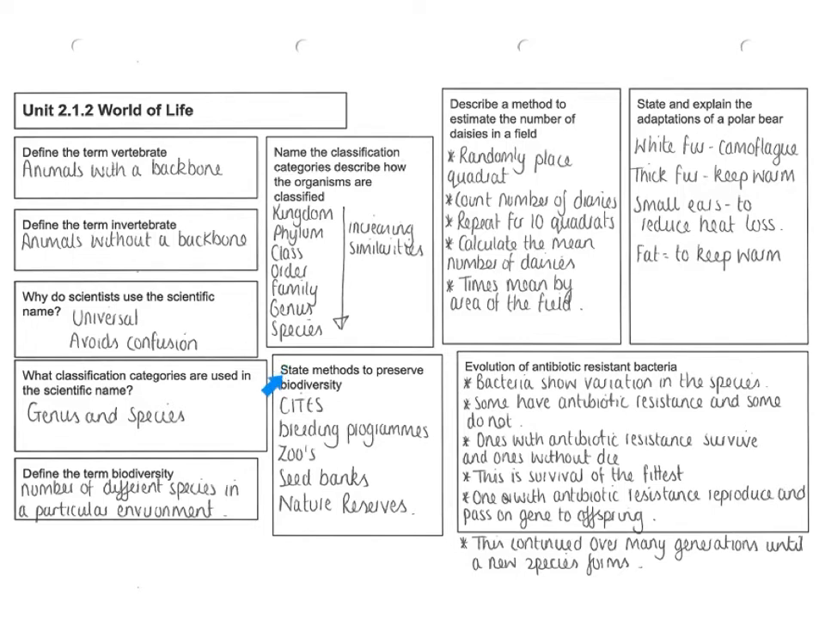State methods to preserve biodiversity. We have conservation and trade in endangered species, breeding programs, zoos, seed banks and nature reserves where we can't destroy the land or habitat in which the endangered species live.